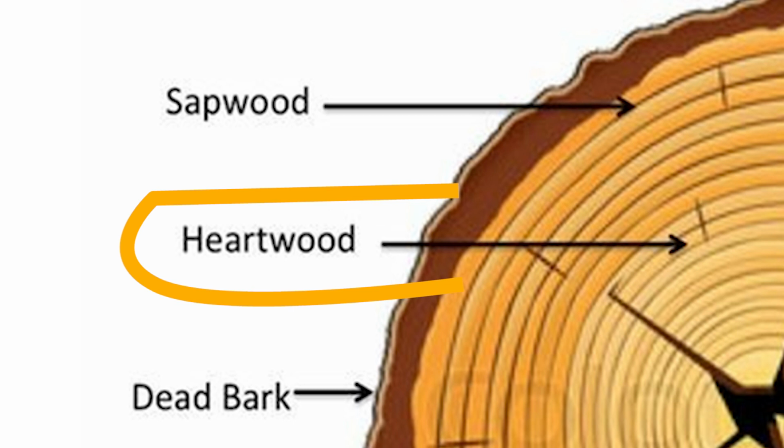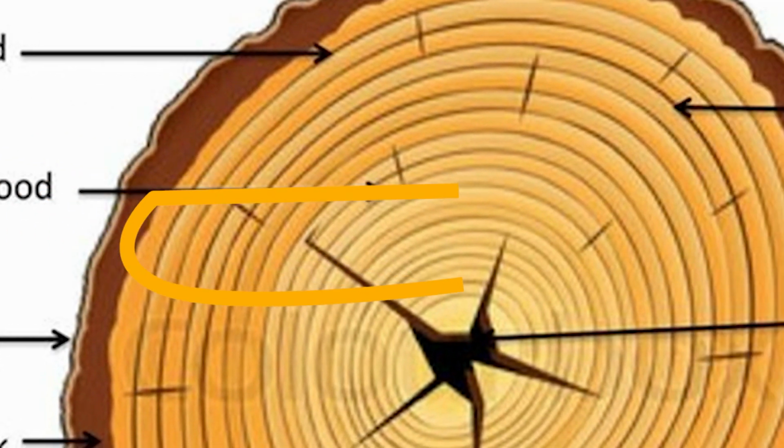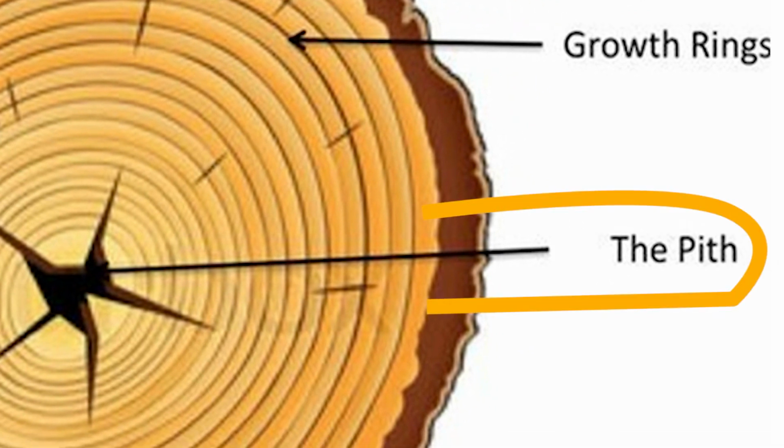Just like you and me have our skeletal system to give us rigidity, strength, and support, so also the tree has the heartwood to give it rigidity, strength, and support. Now we move on to the pith. The pith is at the very center of the tree. The pith is a very moist and pulpy part of the tree.